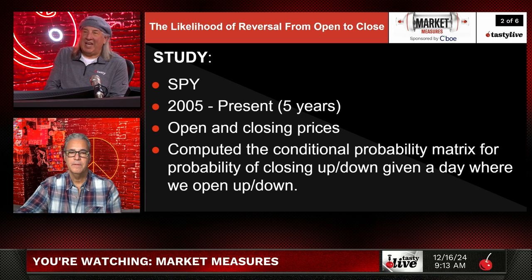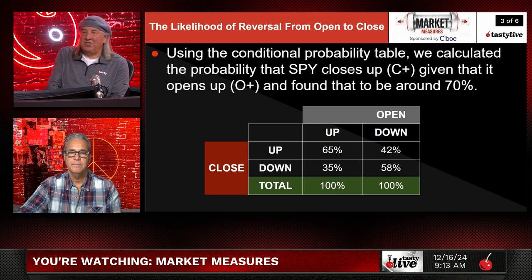So we looked at 2005 to present, open and closing prices. We computed the conditional probability matrix for the probability of closing up or down given a day where we open up or down. So in other words, we open up, close down, or open down, close up. Using a conditional probability table, we calculated the probability that SPY will close up given that it opens up.